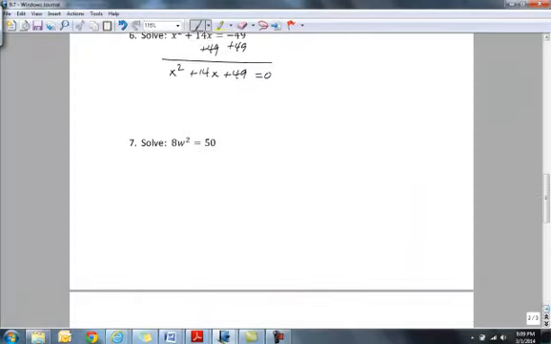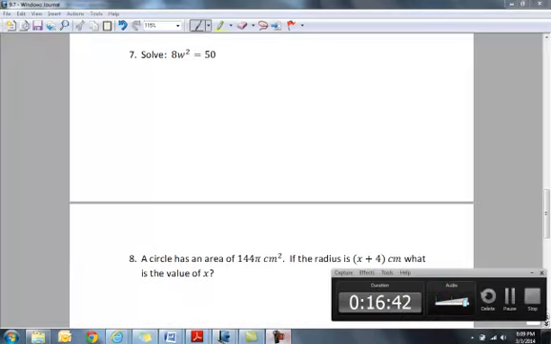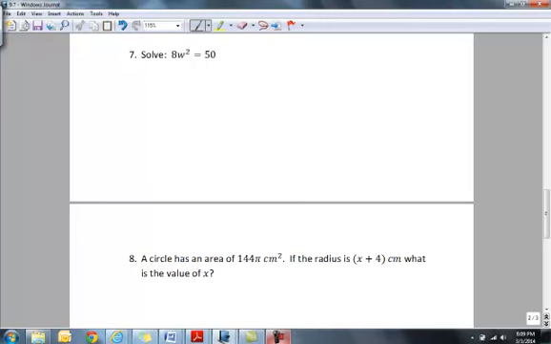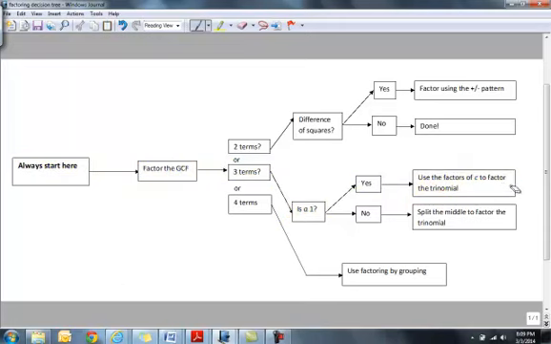Okay, there we go. One last just skill-oriented example here. 8w squared equals 50. Once again, we don't have the normal starting line here, so I'm going to subtract 50. We really want to have the polynomial equal 0 for this to work, at least how we're accustomed to. So 8w squared minus 50 is equal to 0. All right, here we go. 8w squared minus 50 equals 0.